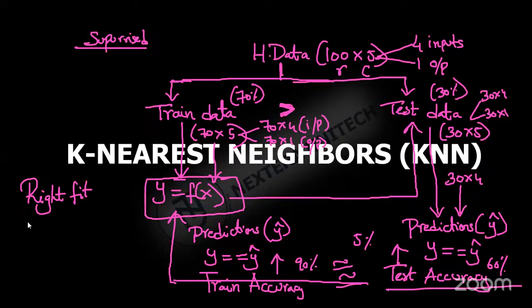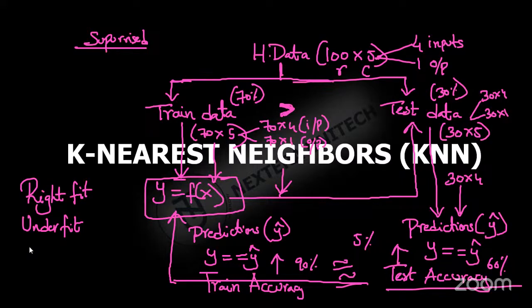And we also have the underfit model. Underfit is a model which does not perform on train data itself. The model was built using the train data. It got trained using train data. If I check the train accuracy and it is very low, then such models are called underfit models.